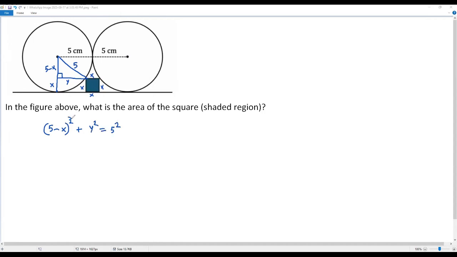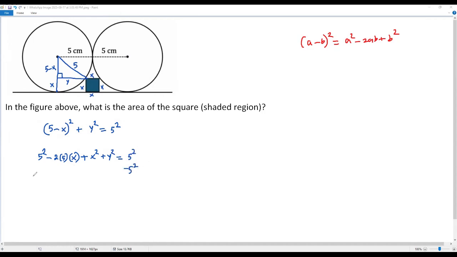squared. Now we can get the expansion of the square of the binomial using the algebraic identity, that is (a minus b) whole squared equals a squared minus 2ab plus b squared. This is the expansion of the square of the binomial (a minus b) whole squared. When I consider the square of the binomial over here, this one is exactly in this form, (a minus b) whole squared. In the place of a we have 5, in the place of b we have x. Now let's use this trinomial to get the expansion for this square of the binomial. Then we get 5 squared minus 2 times 5 times x plus x squared plus y squared equals 5 squared on the right side.